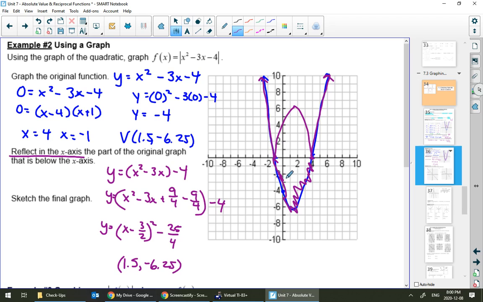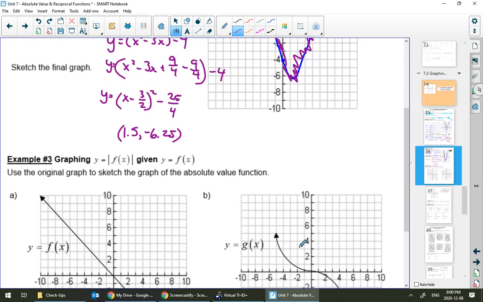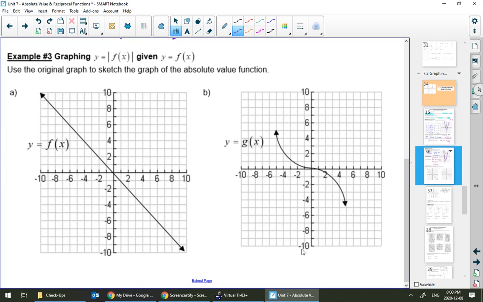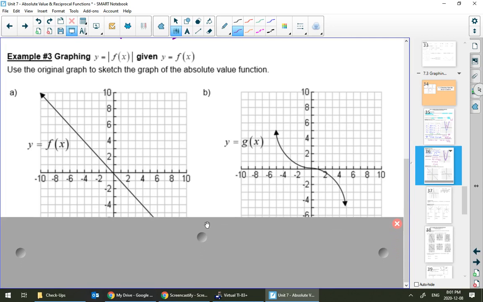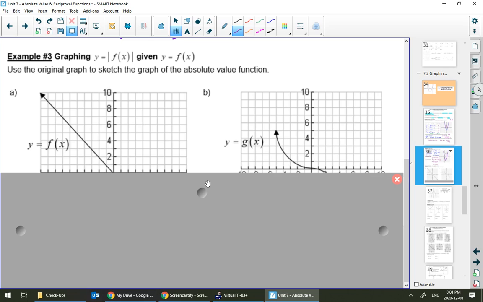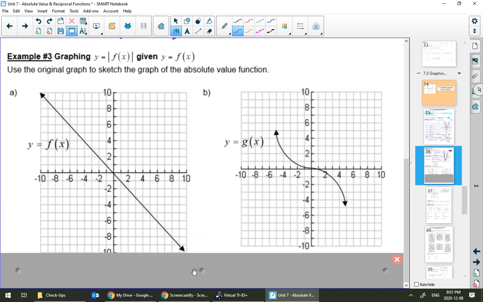All right, so let's take a look at some more examples here. Again, we're just using the graph that's given to us to determine our absolute value. So for the first function here, we have an original linear function. Notice we're not given the equation, so we're just using the graph to determine the absolute value. So anything that is below the x-axis is going to flip up. So this top part here is going to stay exactly as is.